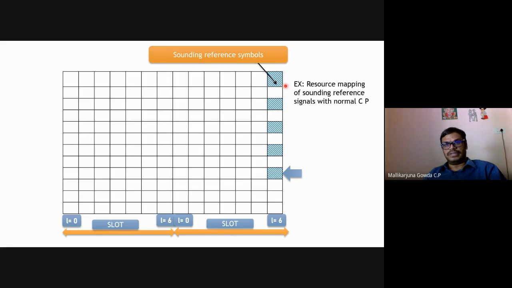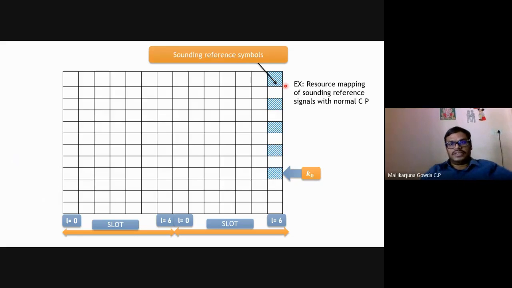I said it is denoted by K0, right? The last SC-FDM symbol is used, so it starts from K0, which is defined by the system parameters. It starts from this point and it leaves one subcarrier. The y-axis is the number of subcarriers, which I think will be 12. If you count, it will be 12 subcarriers. It starts from this value K0, leaves one subcarrier, and then it is mapped to the sounding reference symbol. So this is how it's done in this case.